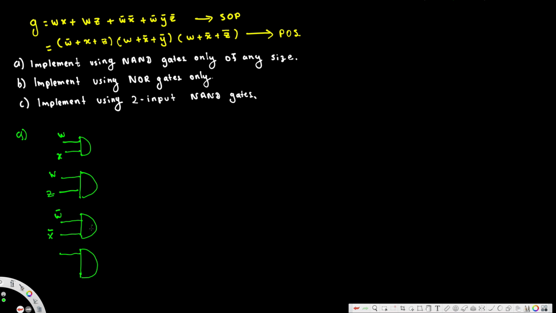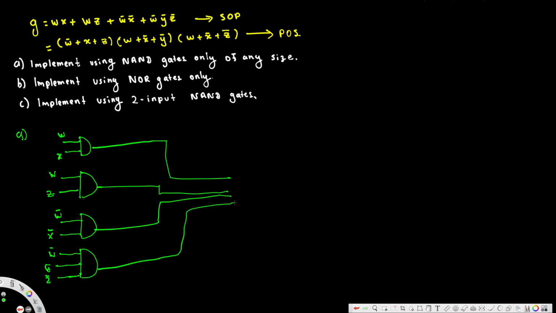So this is going to be W bar, and here we are going to have Y bar, and then here we are going to have Z bar, and all of them are entering an OR gate because all of them are added together. So all these four are entering an OR gate, like this.